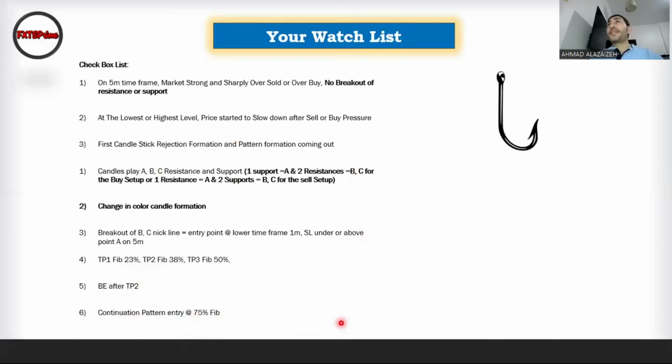So number one, guys, if you want to trade properly, rule number one, price has to be oversold or overbought.